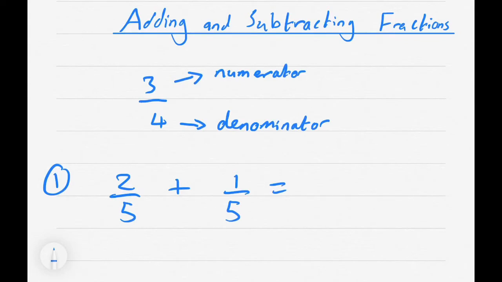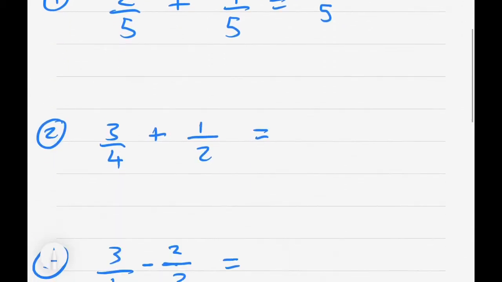So question 1, 2/5 plus 1/5. Because they've got the same denominator, we can just add these together. So you add the numerator, which is the top number. So 2 plus 1 is 3. And you keep the bottom number the same. So because they're both 5, we can add them and we keep it as 5. So you don't add the denominator, that stays the same.